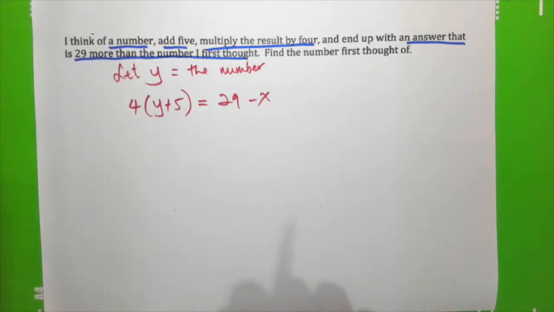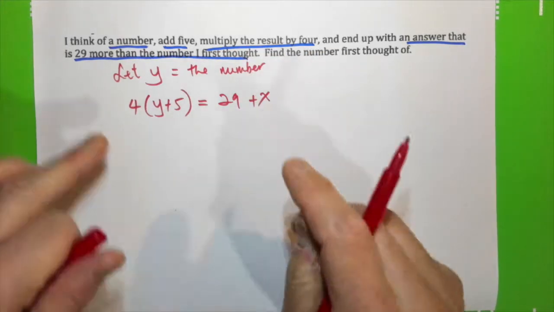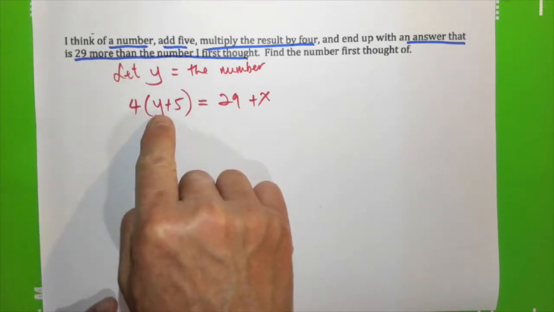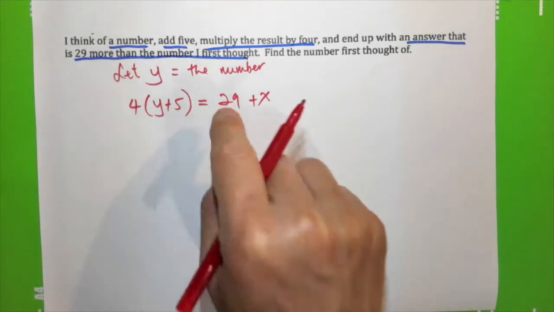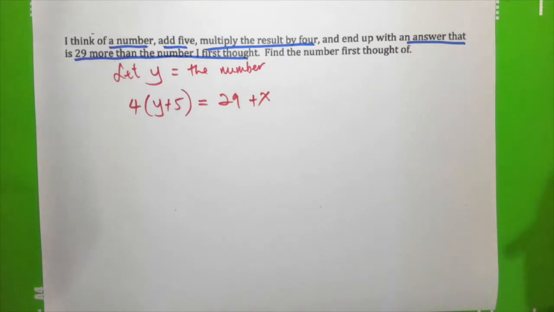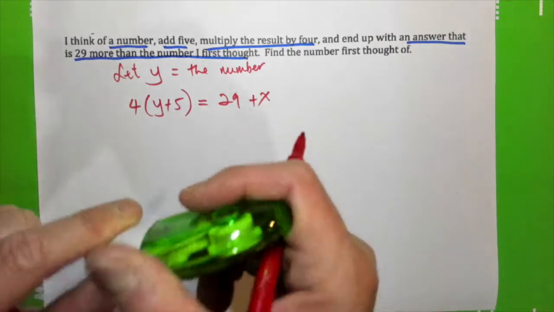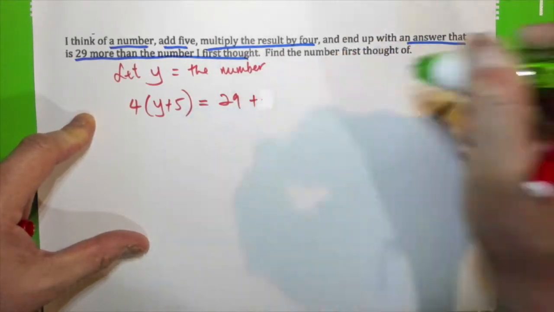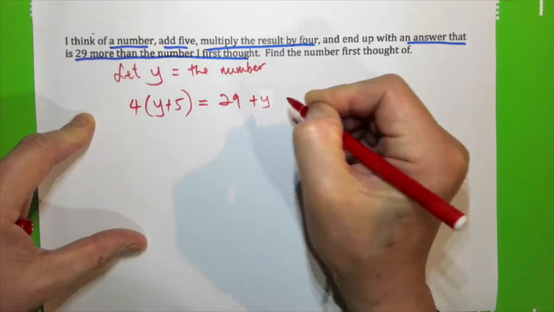End up with the answer which is 29 more than the number I first thought of. So, let's see, how do we solve it? Actually, it's not minus, it's plus, because it's 29 more than the number I first thought of. So it's 4 times (y plus 5) equals 29 plus y. Actually, it's not x. I used the pronumeral y. I should not use x. I should be using y.